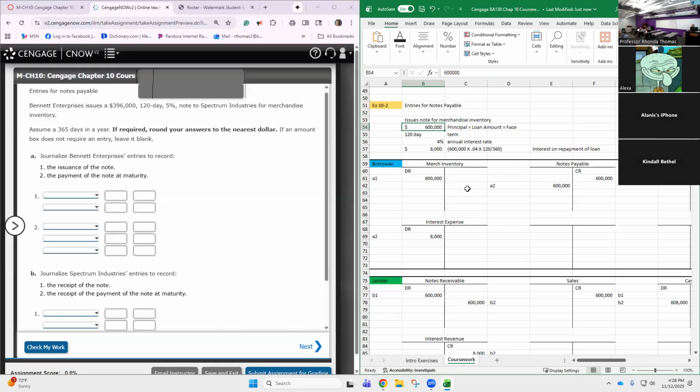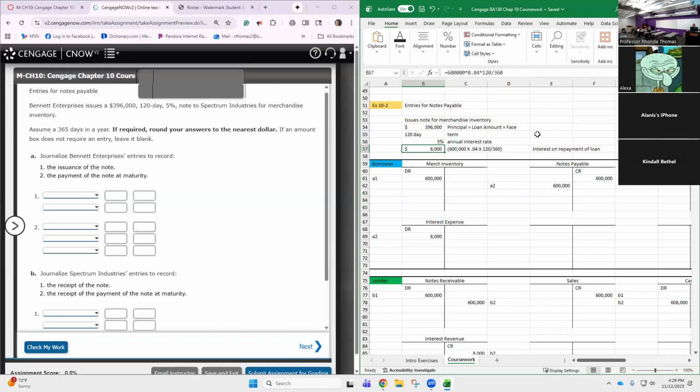So my problem says that Bennett Enterprises issues, which usually means to sell, but in this case, it means to start a note. All right, issues a note for $396,000. Okay, so write your note amount down. Look at how long the term is. Okay, notes have a term or a timeline, and that's when it needs to be paid back. So in this case, this is a 120-day note. Okay, my interest rate is 5%.